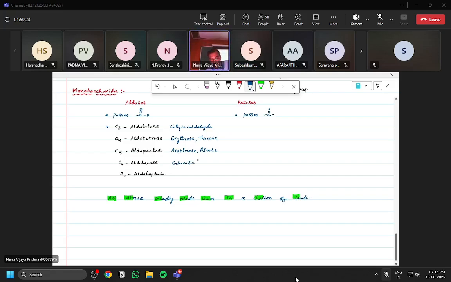Now, aldoheptoses: pseudoheptose. Example of aldoheptoses.